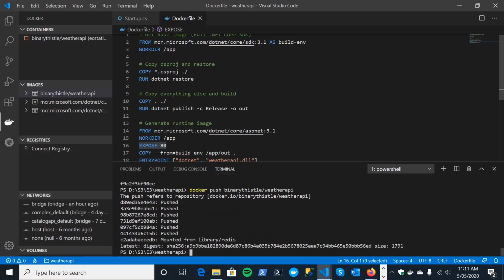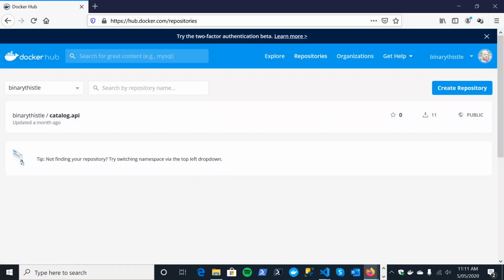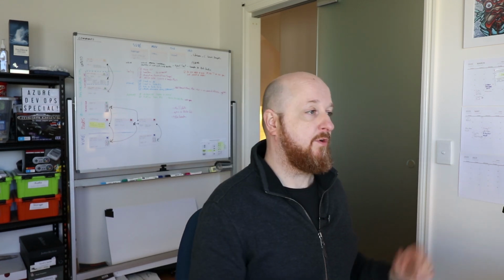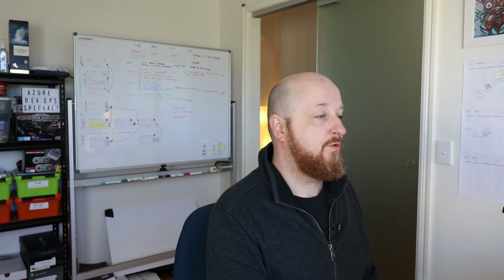Cool. Okay, so that has finally finished. And if we move back over to Docker Hub and do a bit of a refresh on my repositories, we should hopefully see weather API. Now, we've done this manually. We will be setting all this up automatically as we move through the video.